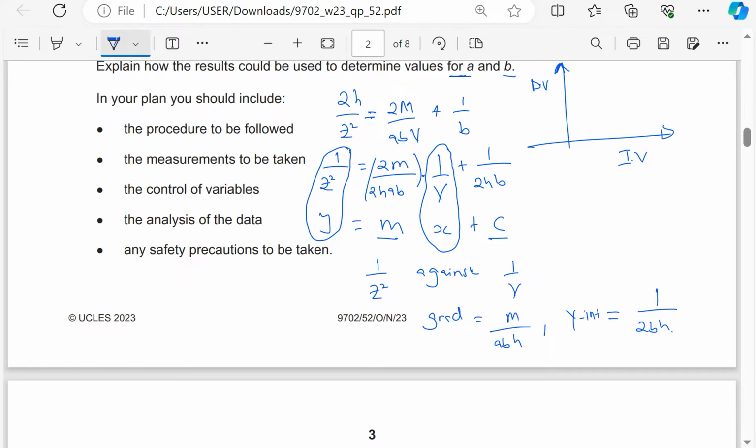So when I have this analysis, then I think I'm good enough to go. So any safety precautions?